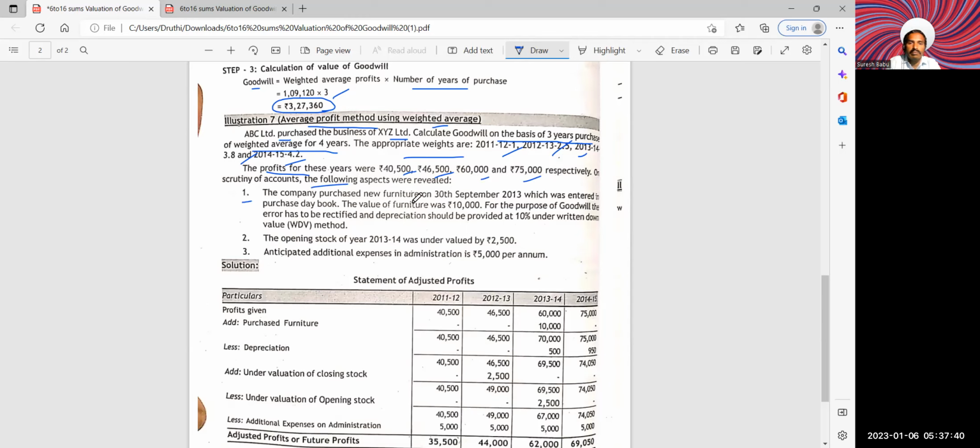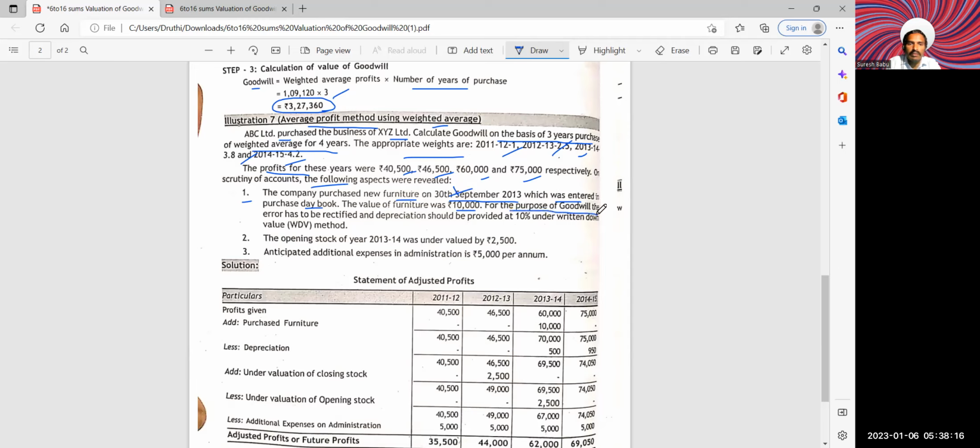Adjustment sheet. The company purchased new furniture on 30th September, that is 6 months later. It is very, very important because the financial year commences on 1st April. This happened on 30th September 2013, which was entered in the purchase day book. It is a mistake. The value of furniture was 10,000 rupees. What is to be done? We have already missed it. You have to add this 10,000 rupees to that year's profit.